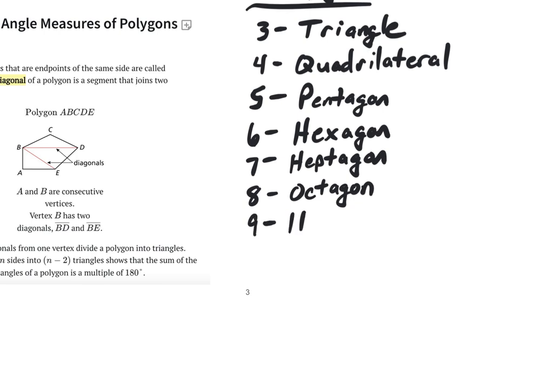9 is one that we're going to see a little bit today, is a nonagon. It's not a real common one. And then 10 is a decagon. The prefix dec means 10, like a decade is 10 years. Decagon would be 10 sides.